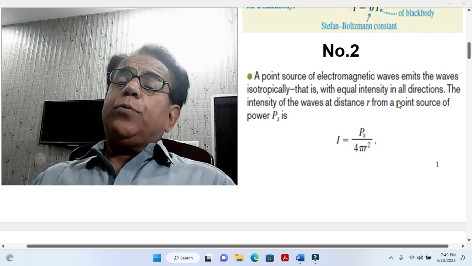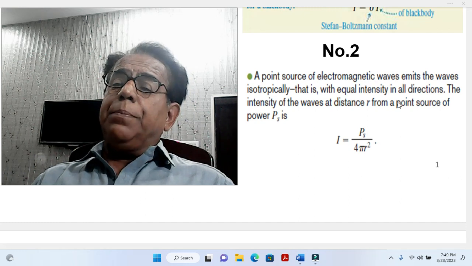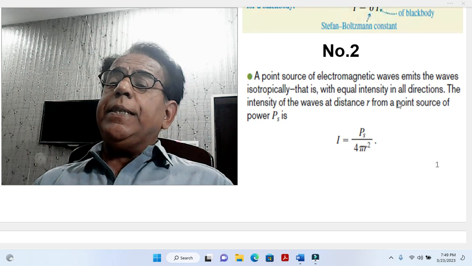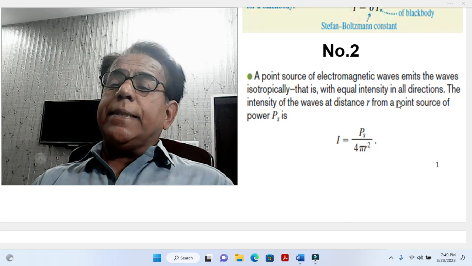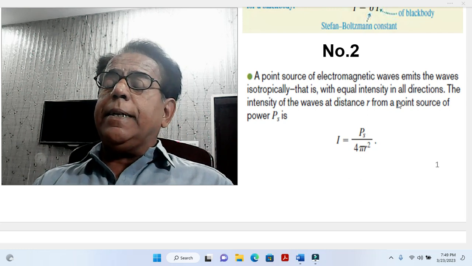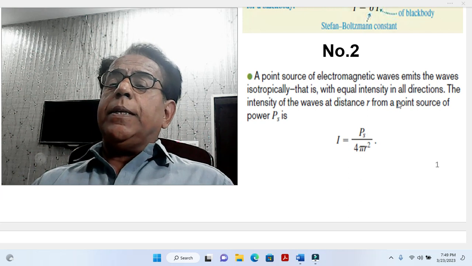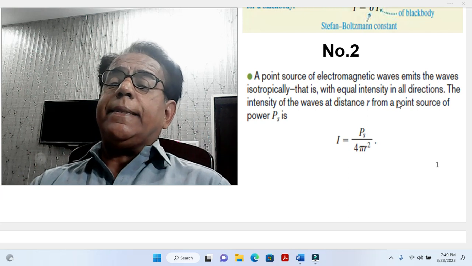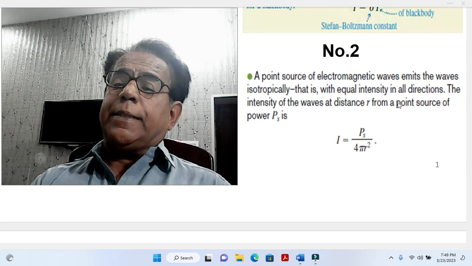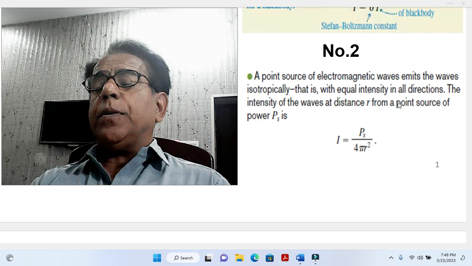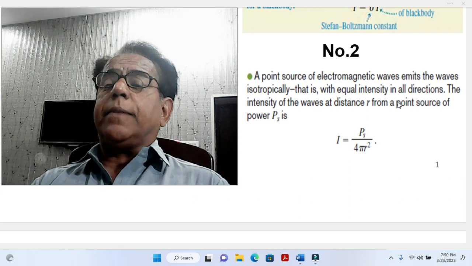A point source of electromagnetic waves emits the waves isotropically, that is, with equal intensity in all directions. The intensity of the waves at distance r from a point source of power Ps, where S is written as a subscript of P, is I equals Ps over 4 pi r squared.